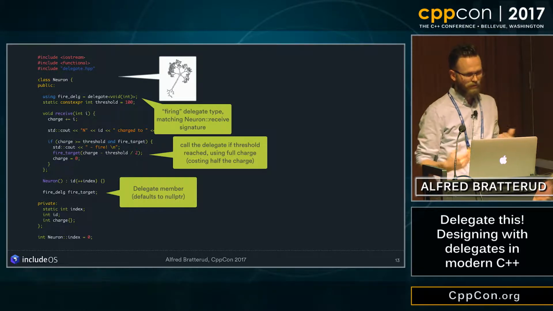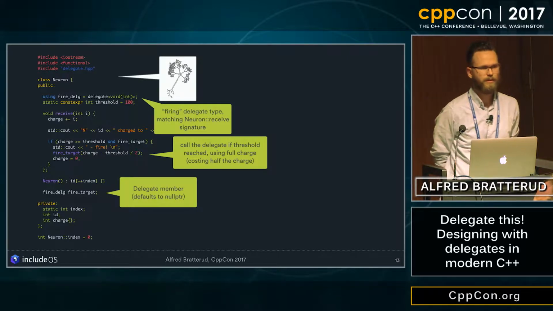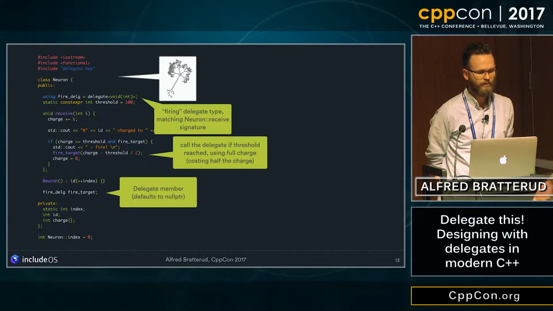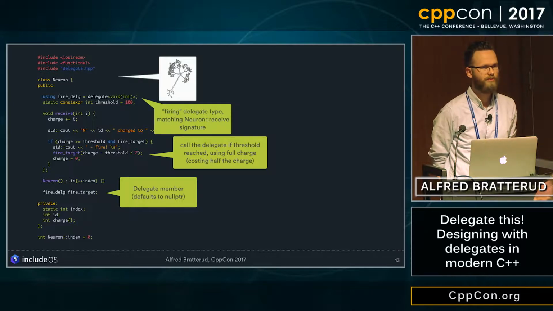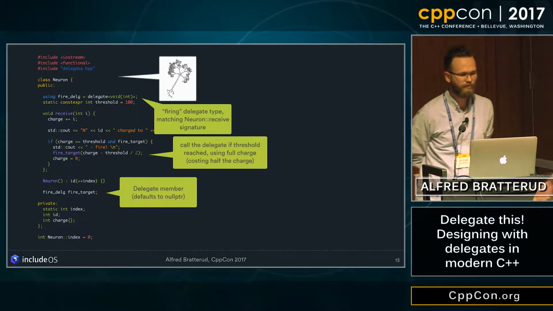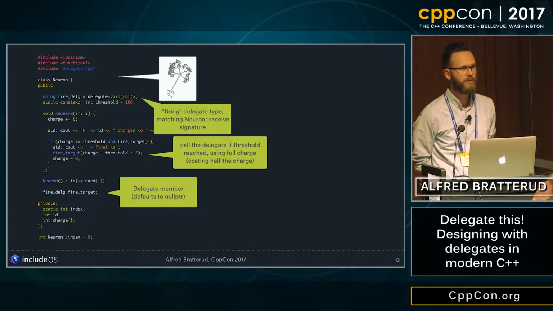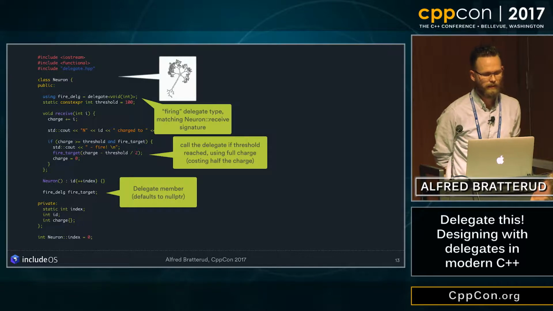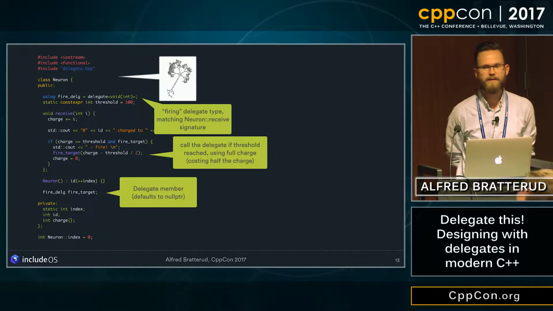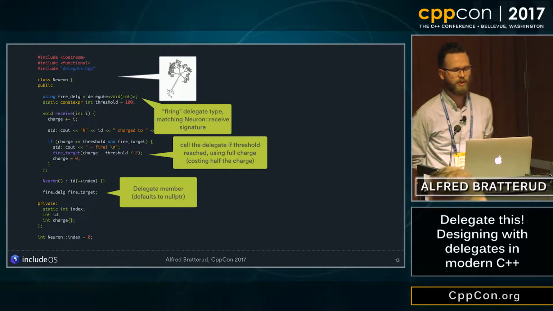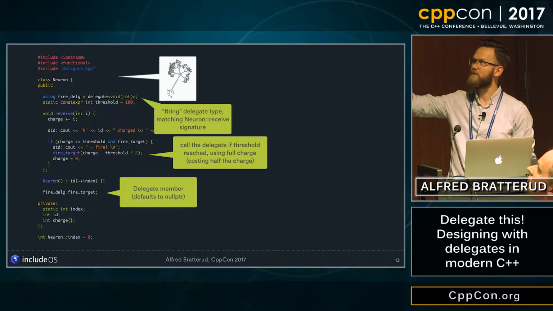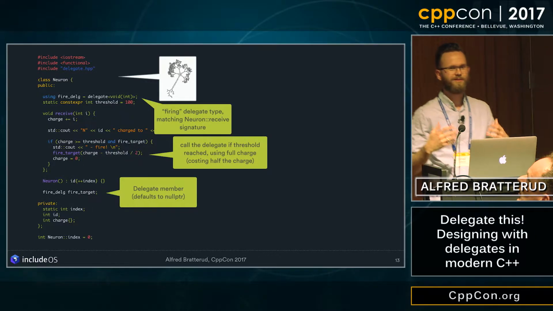So this is the algorithm for receiving an impulse. I'm incrementing my charge, and then if the total charge for my neuron is above or equal to my threshold, and if I actually have a delegate to a next neuron, then I'll just call that delegate, and I will send my charge. And I'm removing some of the charge here because you can imagine it costs a little bit.